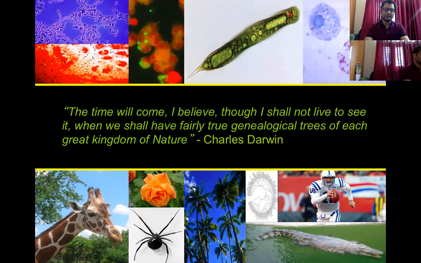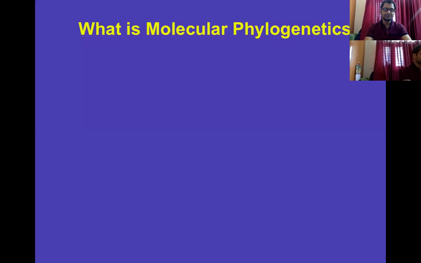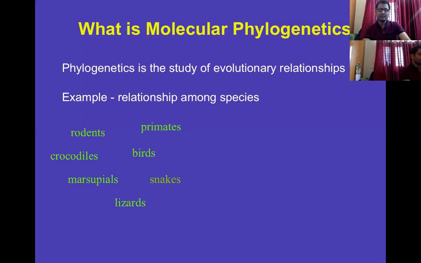In his book, Origin of Species, there's a sentence that he wrote: "The time will come, I believe, though I shall not live to see it, when we shall have fairly true genealogical trees of each great kingdom of nature." So he believed that maybe he would not live to see it, but a time would come when we'll have a true genealogical tree, where we'll know at what time each species was born, at what time the evolution of each species was done, and how all these species are related to each other, right? And what is molecular phylogenetics?